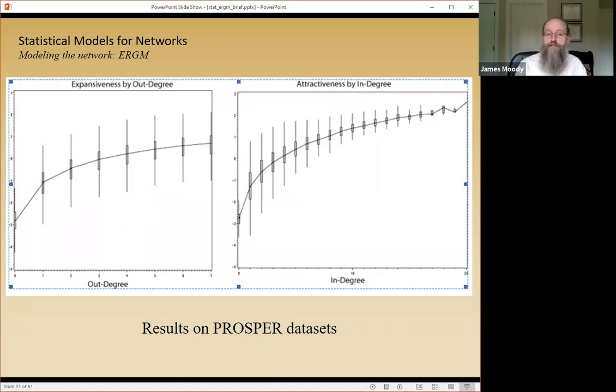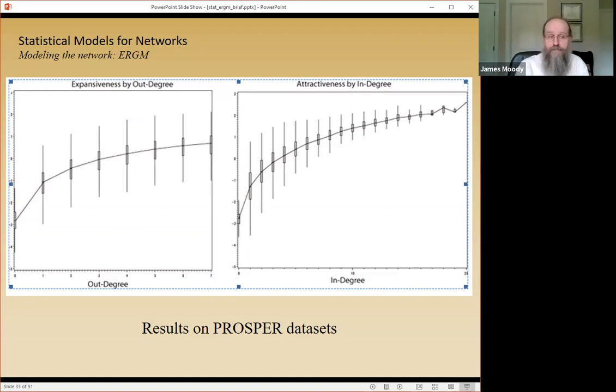You literally add 2n parameters to the model. As you might imagine, your expansiveness parameter is correlated with your out degree. Your attractiveness parameter is correlated with your in degree. The reason they're not perfectly correlated is that there's a third kind of parameter, which is reciprocity, which is that some of my out degree ties are there because I reciprocated your tie to me. And so that's why it's not a perfect correlation between in degree and out degree, because we're also controlling for reciprocity.